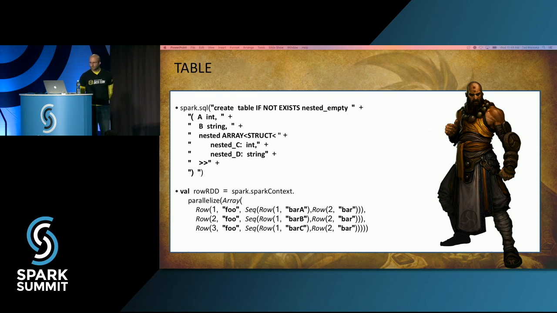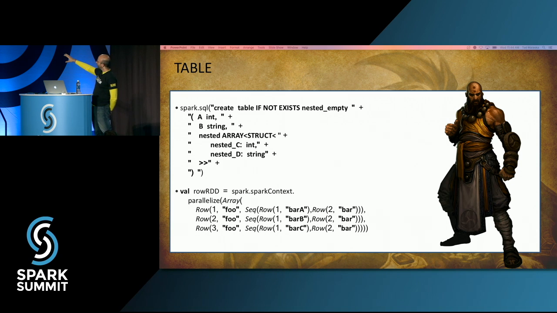The next very popular way of making nested data sets is with tables. You can look over here on the side. This is how you would make a table with nested structures, and this is how Hive works today. What you'll see is we have our first 2 columns, A and B. Then we have a nested structure, which is called nested. And then we have 2 columns in there called C and D.